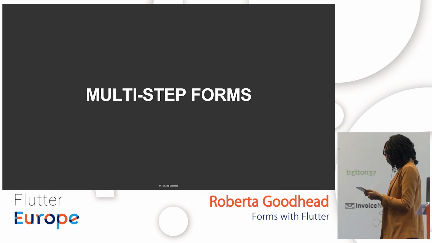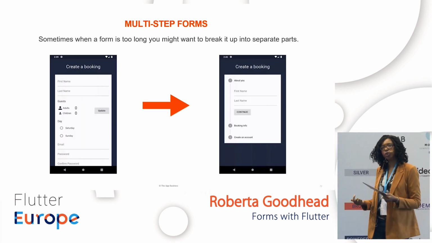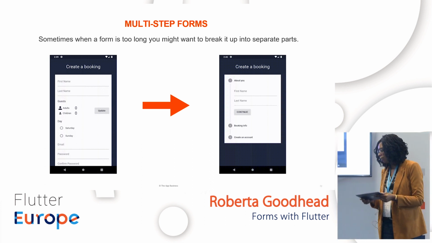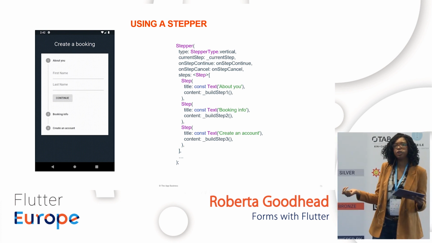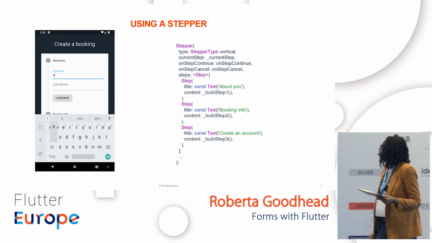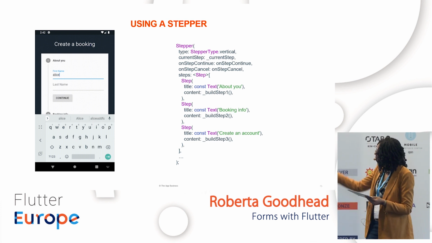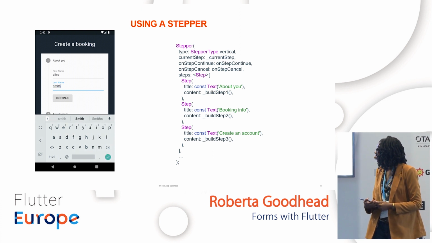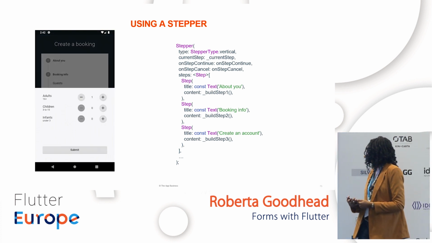Next up, multi-step forms. So sometimes when a form is too long, you might want to separate your form into separate parts, as shown here. There are multiple ways of doing it. One way of doing this is using a stepper. A stepper is a material widget. And we've just got a little demonstration here. So we enter our values. We go to continue. As so.